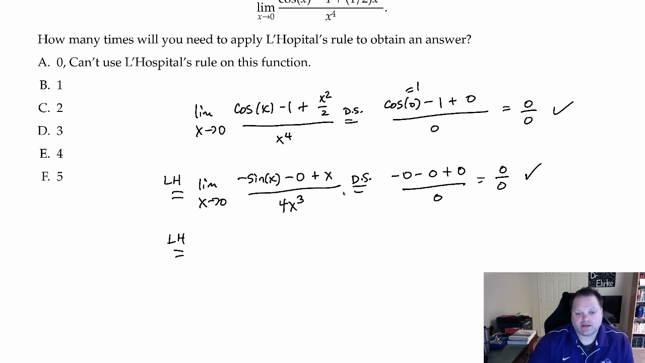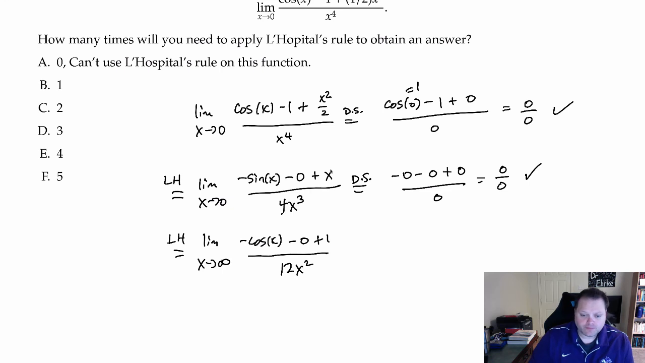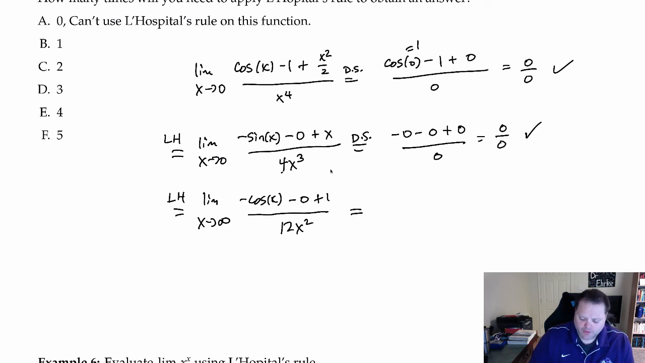So we're coming back to this point. The derivative of minus sine is minus cosine. The derivative of 0 is still 0. The derivative of x is 1. And the derivative of 4x cubed is 12x squared. Okay, keep going. See if we have a resolution to this. Whoops, it's not infinity, it is 0.